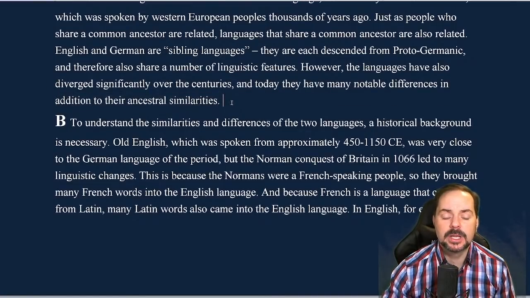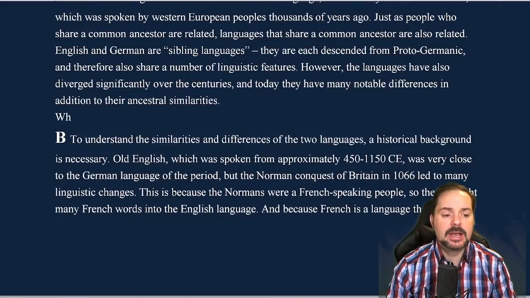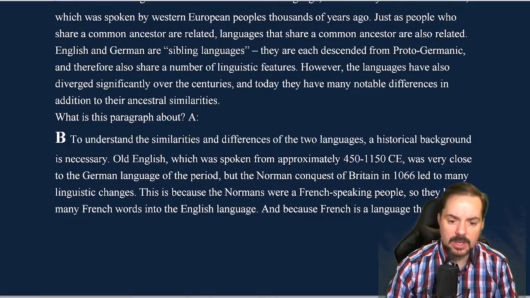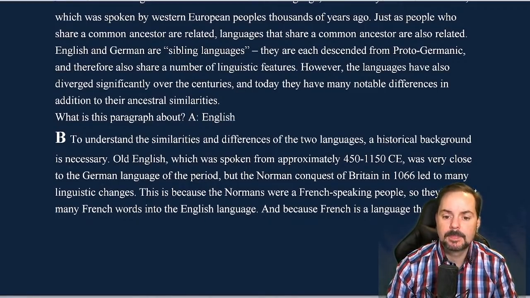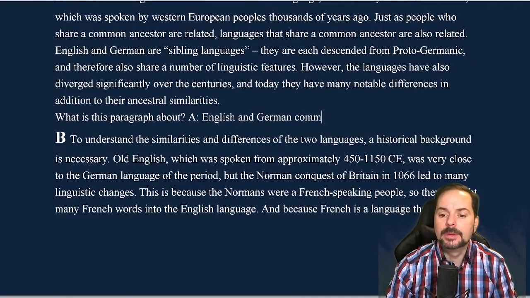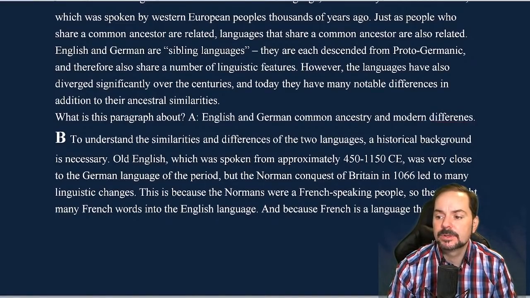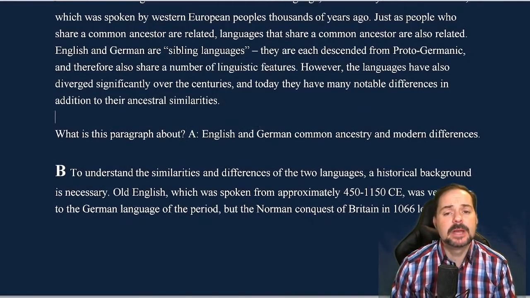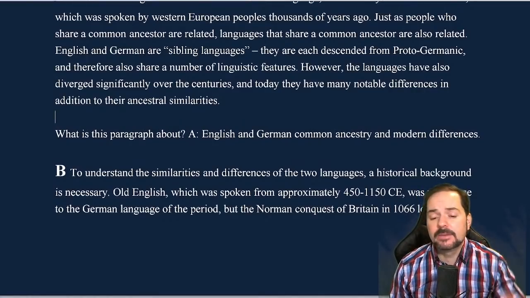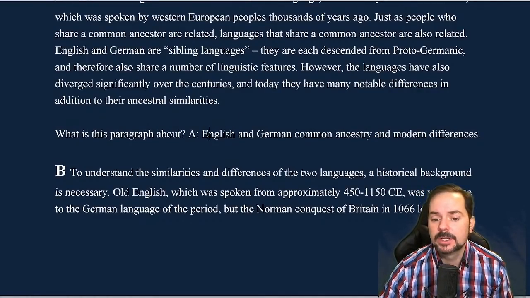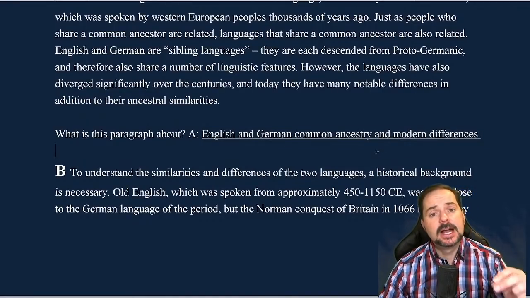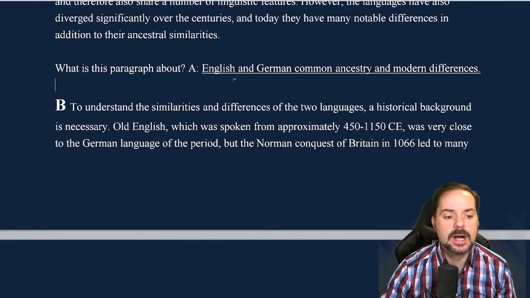Okay, as soon as I finish a paragraph, what is this paragraph about? The answer, English and German common ancestry and modern differences. Okay? All right, that's what it's about. So anytime I finish a paragraph in my head, I'm always asking, what is it about? And giving a simple, concise answer like this one here. Okay, so I do that for every single paragraph. And in the IELTS, I do that in my head. All right, and you're going to see why.